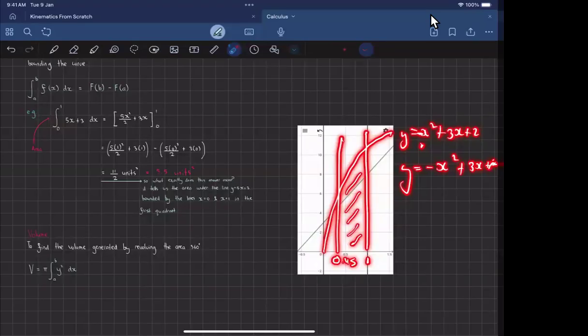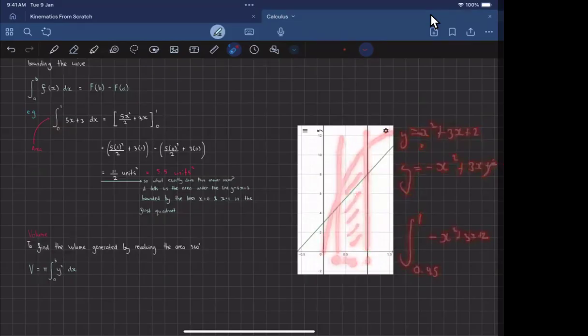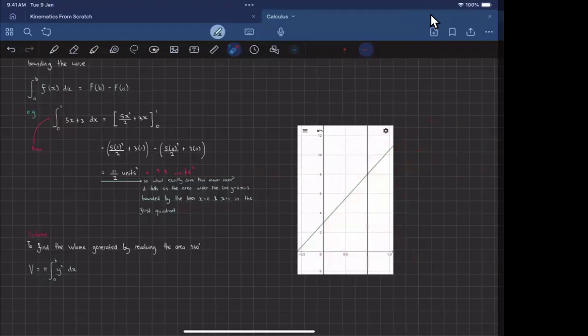I want you to look at this example. What lines are bounding the curve? Meaning like blocking off the curve. 0.45 and 1. Right, so 1 is the upper limit and 0.45 is the lower limit. So it would look like the integral from 0.45 to 1 of minus x squared plus 3x plus 2 dx. That's what it would look like.